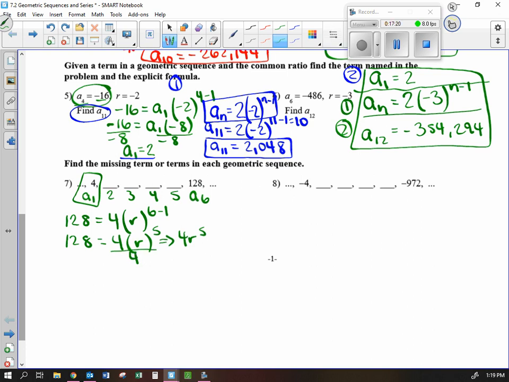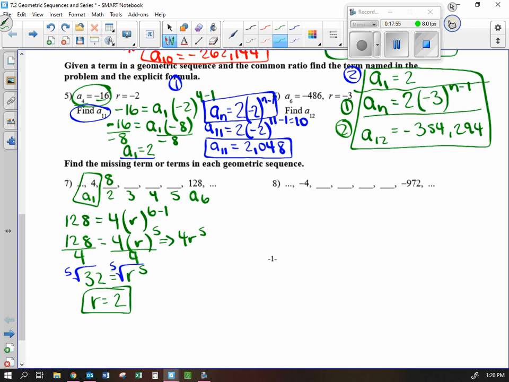Now I'm going to divide by 4. I'm getting 32 on this side, and I have r to the 5th here. In order to get r, you're going to have to use your calculator, so hopefully that's still next to you. We're going to take the 5th root of both sides, and that's going to allow us to get r alone, and r equals 2. Now we know what we're multiplying by: we're multiplying by 2. So from a sub 1, we're going to multiply by 2.